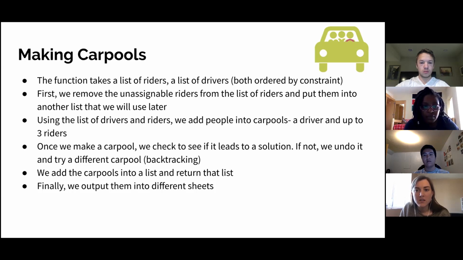Once we make a couple, we check to see if it leads to a solution. If not, we undo it and try a different couple. So this is where the backtracking comes in. Once we have the best solution, the best couples, we add those couples into a list and return that list. Finally, we output them into the different sheets that I talked about at the beginning of this section. So now we'll move into a live demonstration.